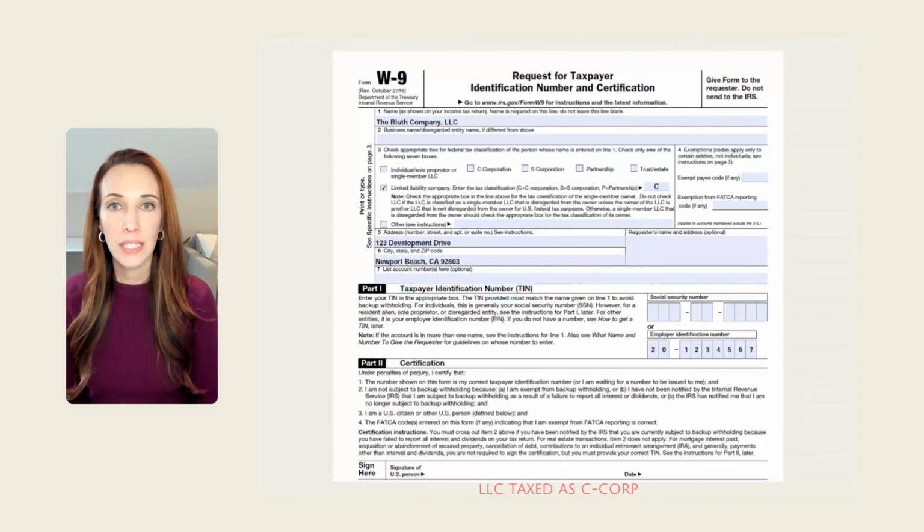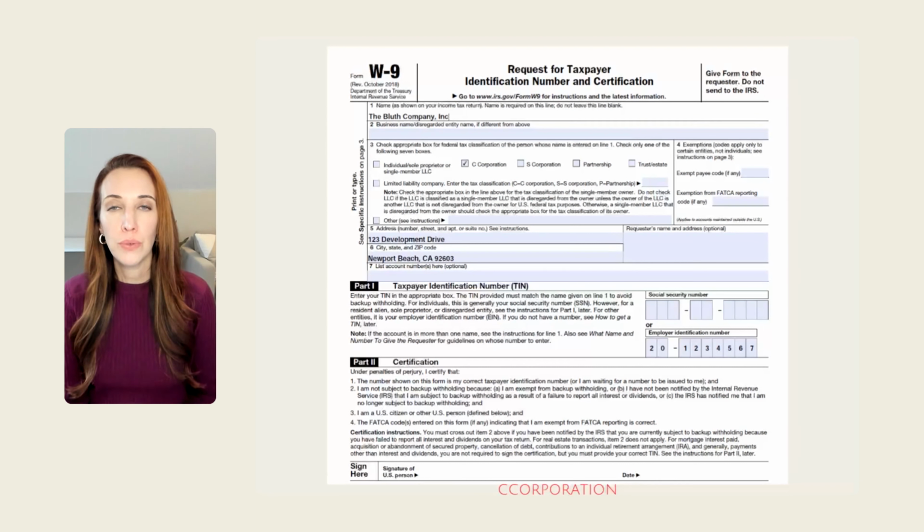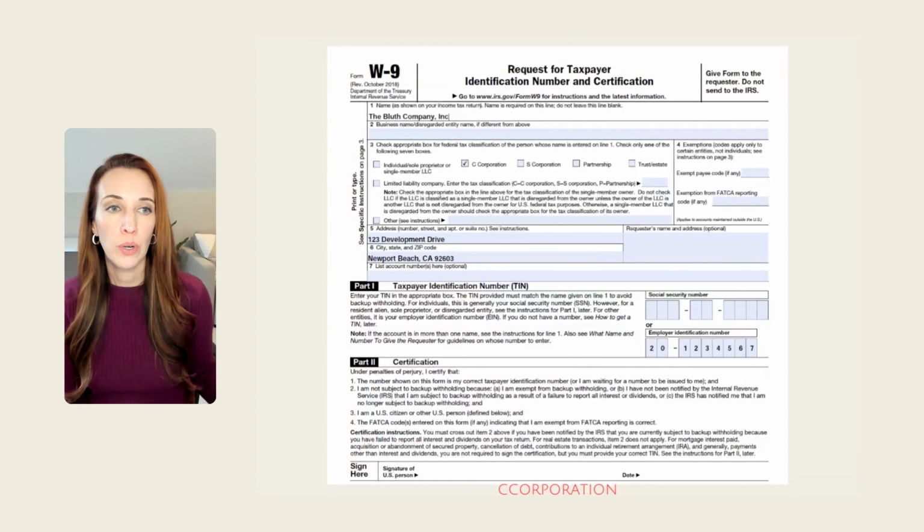Much like the LLC with the election to be taxed as an S corporation, the LLC with the election to be taxed as a C corporation looks very similar. So box 1 is going to be filled out with the company name, limited liability company checked with the C designation, and then the address and the federal tax ID. I'm going to move through the remaining selections a little bit more quickly.